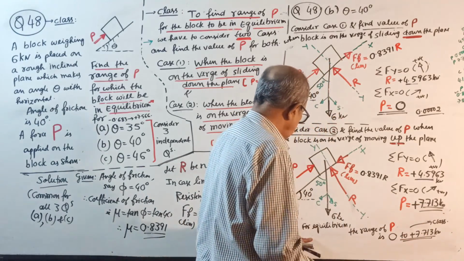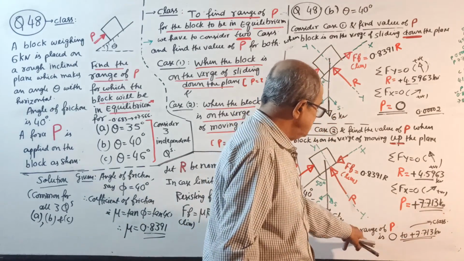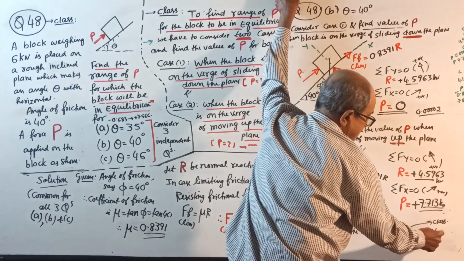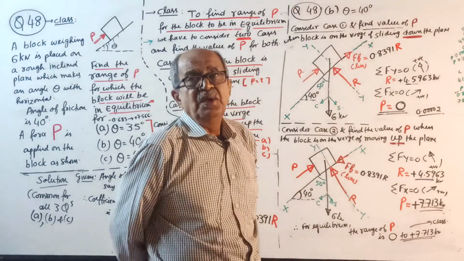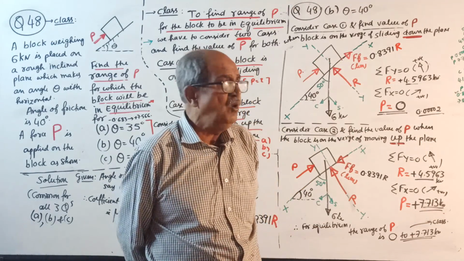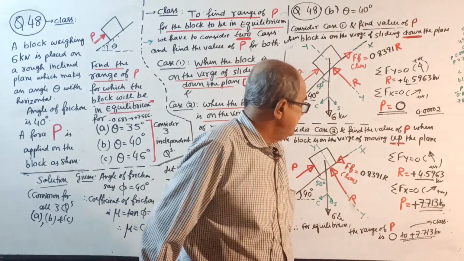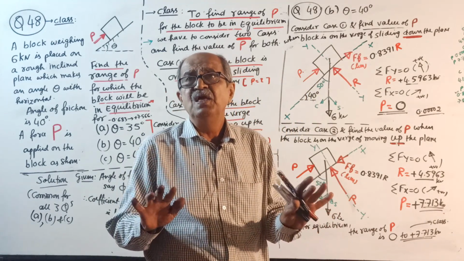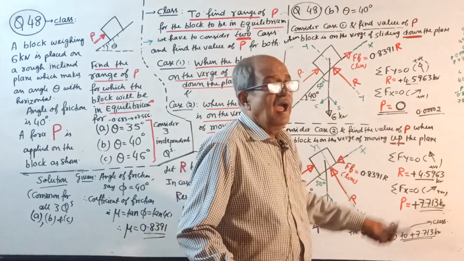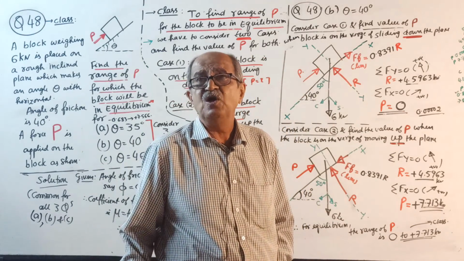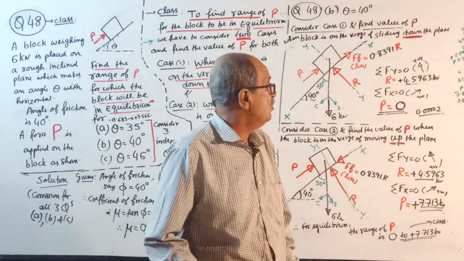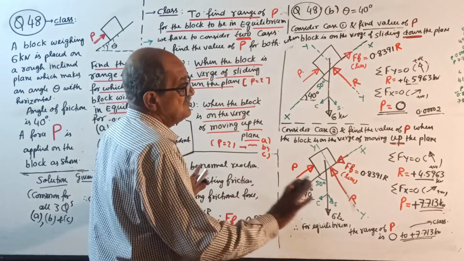Therefore, for equilibrium, the range of P is 0 to plus 7.713. The minimum value of P is 0, and the maximum value of P is 7.713 for equilibrium. The least value of P for equilibrium is 0, and the highest value of P for equilibrium is 7.713 positive. Okay, this is also over.